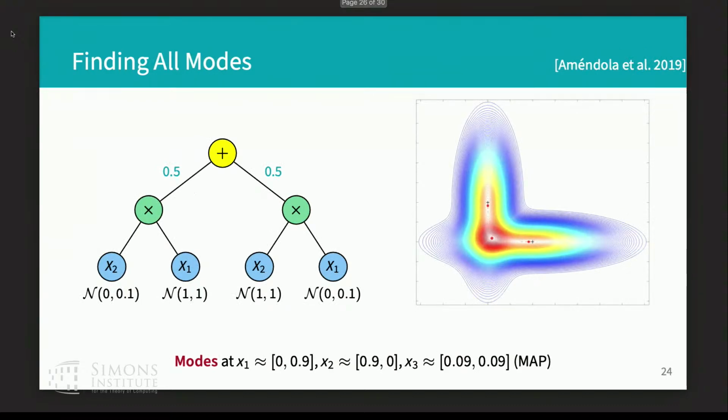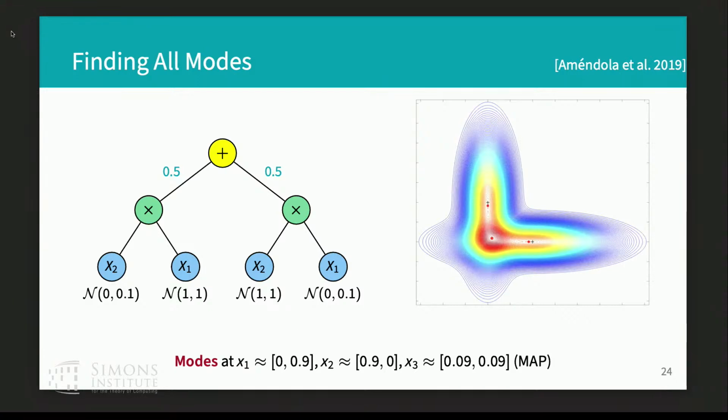Okay. So the question is, can we actually even know how many modes a Gaussian mixture model has, or a Gaussian sum-product network has? And this is an open question. Just to give you an insight, this is one of the very illustrative examples where you just have two components, two Gaussians. It's kind of small, but these arrows here are the components.